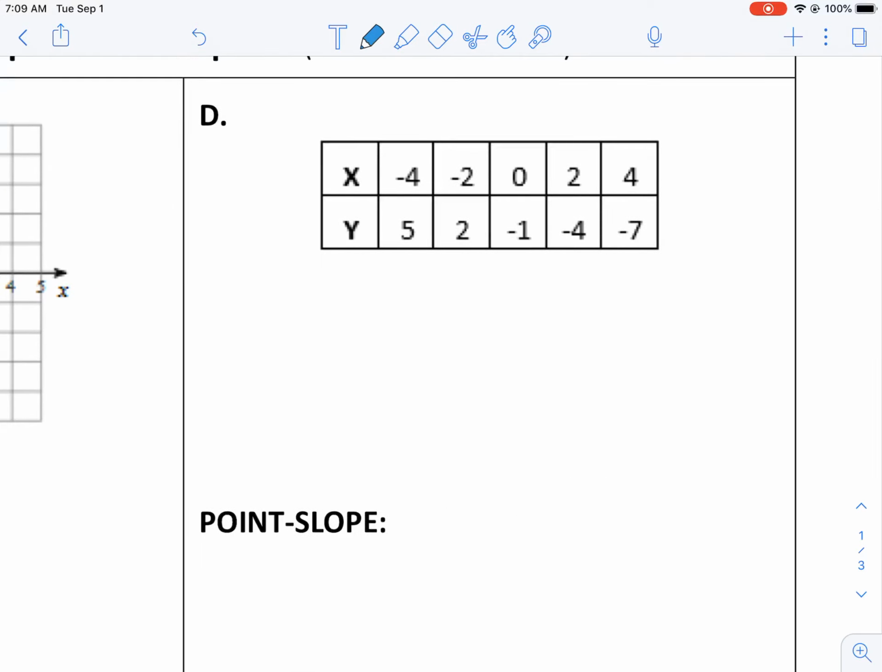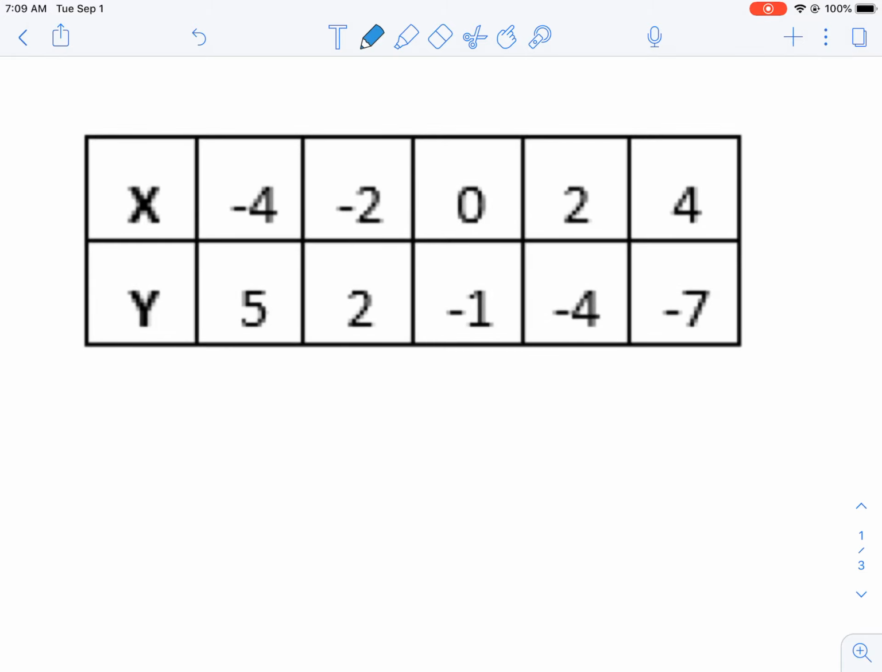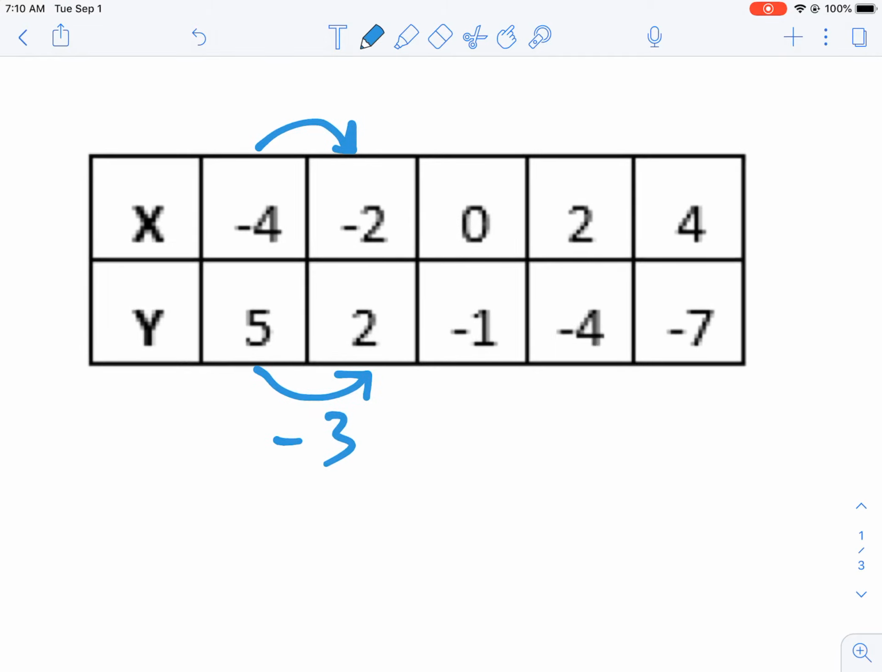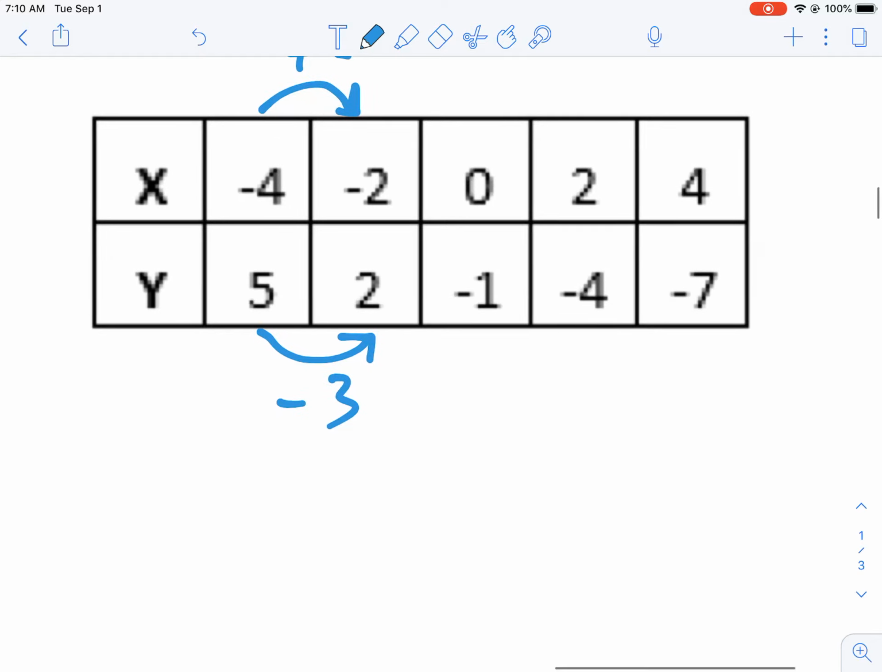In a table, all right, again, we need to figure out what is the slope, okay? So in a table, to figure out the slope, you just need to pick any jump here and look at what it is. So here we're going 5 to 2, that's -3. All right, here we're going -4 to -2, that's +2. So when you do this, again, you've got rise over run.